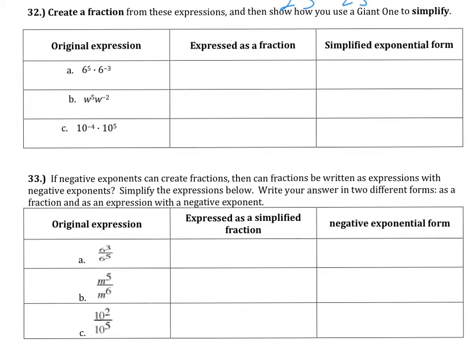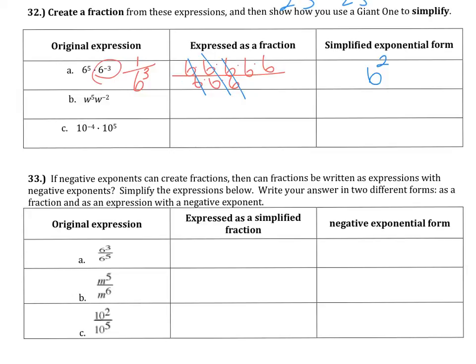In 32, we're going to take a look at the original expression, and then we're going to break it down. So 6 to the 5th power is going to be 6 times 6 times 6 times 6 times 6. Now 6 to the negative 3rd power, we are going to automatically put that in the denominator because 6 to the negative 3rd power is the same thing as 1 over 6 cubed. So we're going to immediately put those 3 6's in the denominator. We can simplify, and we are now left with 2 6s, which is 6 squared.